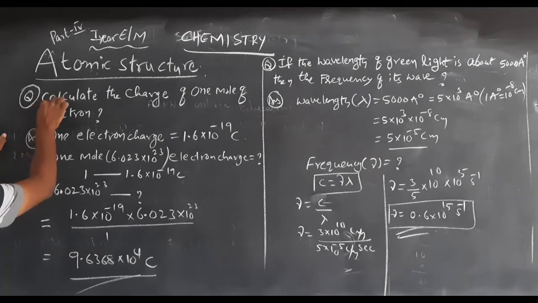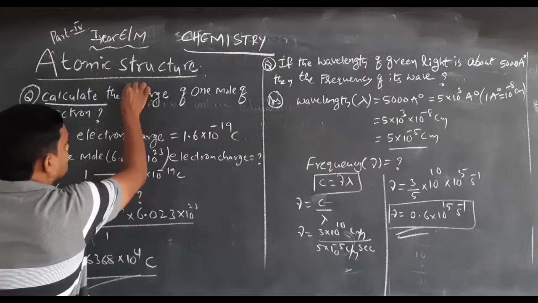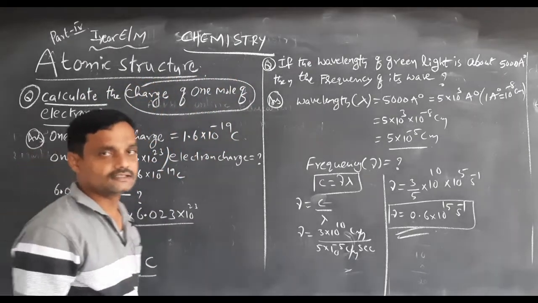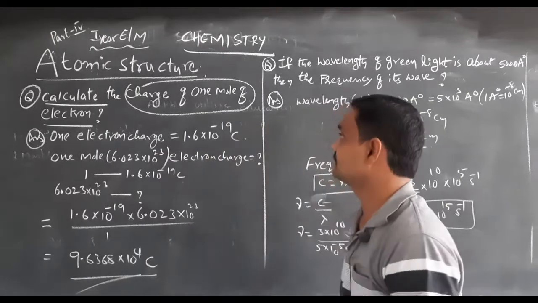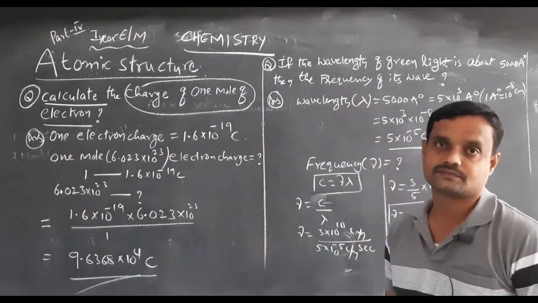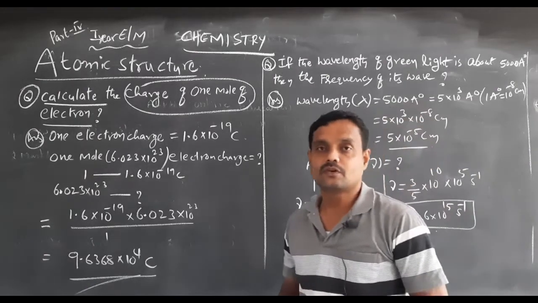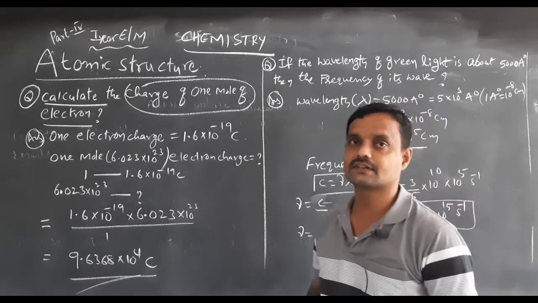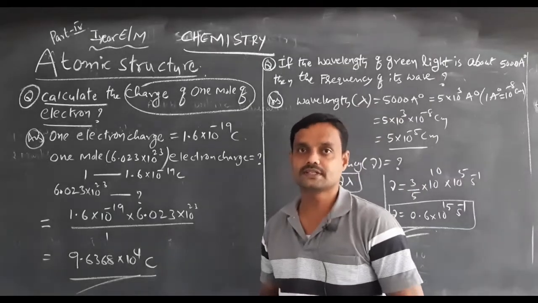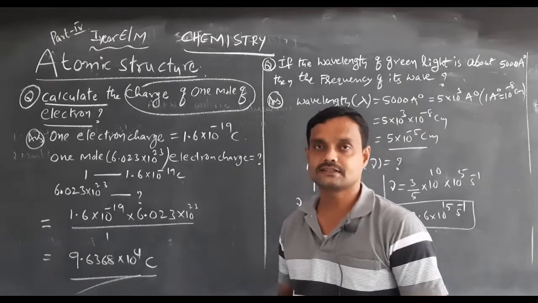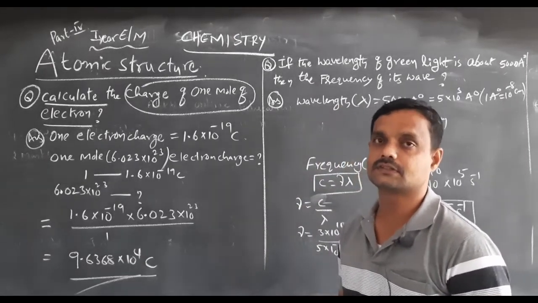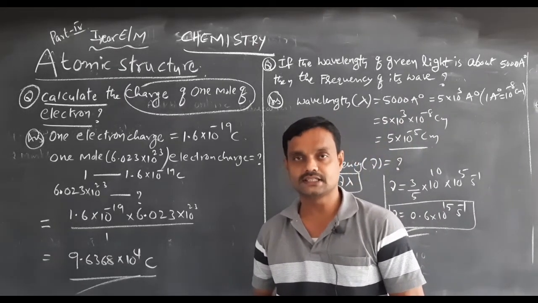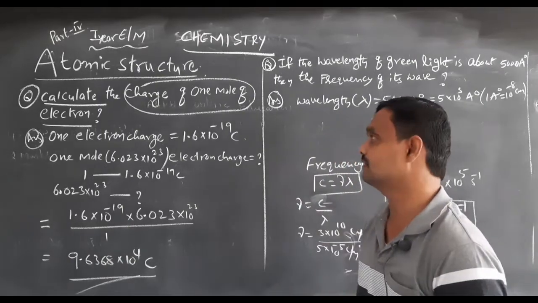What is that problem? Calculate the charge of 1 mole of electron. In this given problem, we have to find the charge of 1 mole of electron. So 1 mole means one number. Already we have to know that mole is equal to 6.023 into 10 power 23. That is considered as 1 mole.